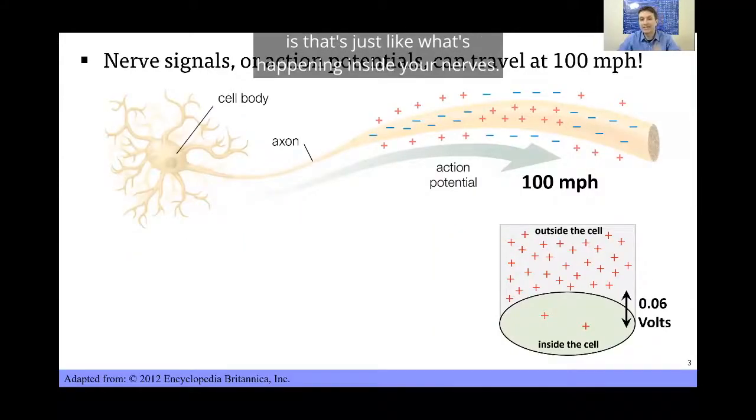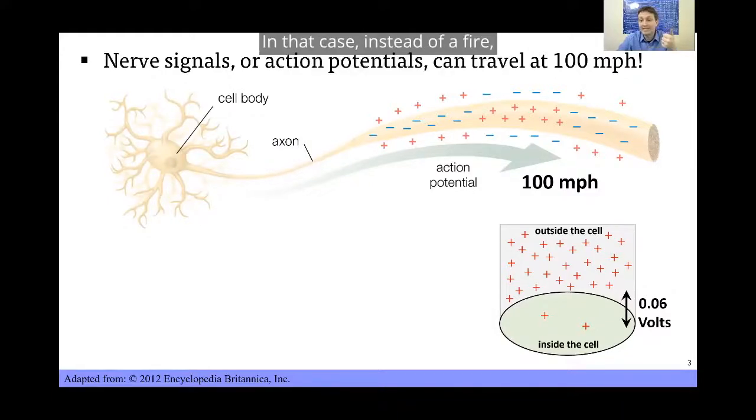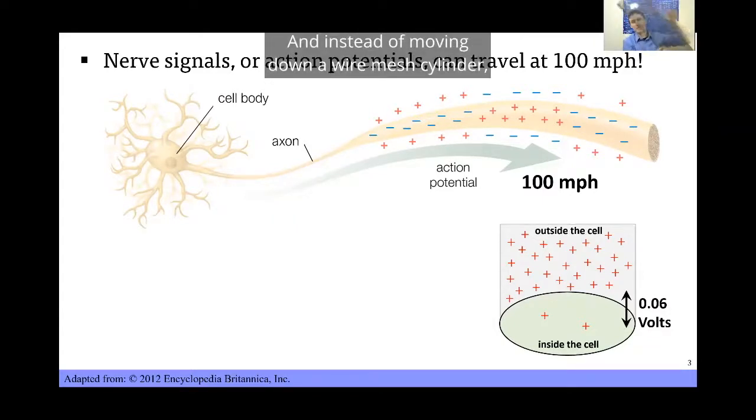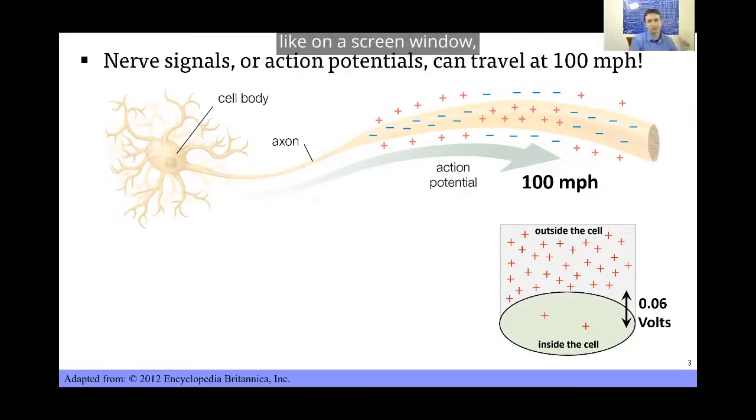And what's cool about that is that's just like what's happening inside your nerves. In that case, instead of a fire, it's a little bit of a signal. It could be from your vision, could be from hearing, it could be from a neighboring cell that's starting a signal. And instead of moving down a wire mesh cylinder, like on a screen window, it's moving down the length of the cell called an axon that carries these signals long range. And that's called an action potential. What's cool about these action potentials is that they can move really fast, up to 100 miles per hour.